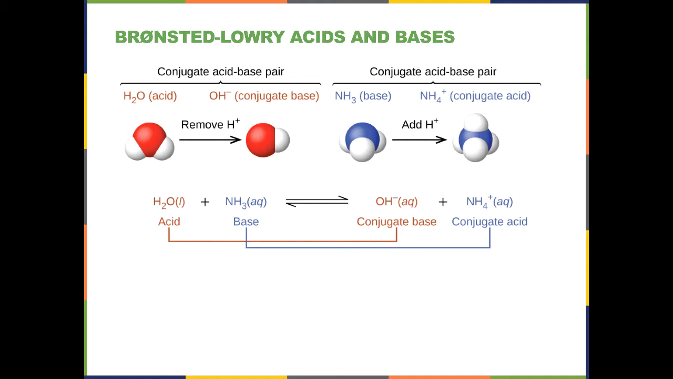So here's a way of looking at acids and bases specifically from the vantage point of Bronsted-Lowry theory. If you look at the top, you see that water, if you remove a proton, you end up with the conjugate base of hydroxide. If you take at the same time ammonia and add a proton, you have the conjugate acid of the ammonium ion.